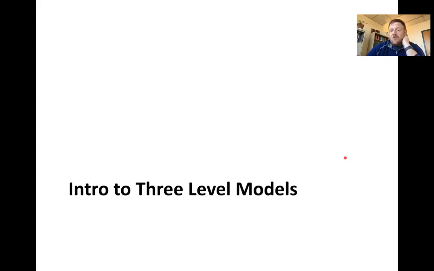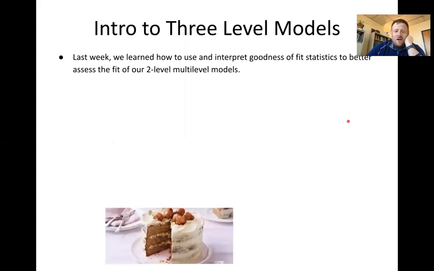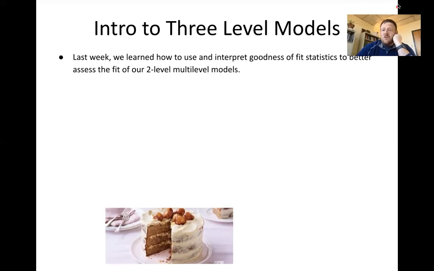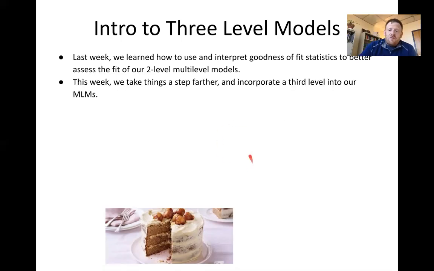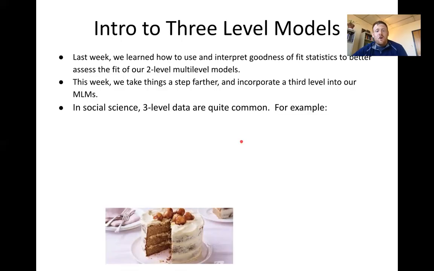Now we're going to get into three-level models this week. Very exciting. We're going to add a level here. Last week we learned how to use goodness of fit statistics and estimate effect size for two-level multi-level models. We solidified things we've been talking about for a while, and then talked about assessing effect size using measures like the WGPRV and the BGPRV, as well as the multi-level R-squared. Now we're going to add a third level to our models.